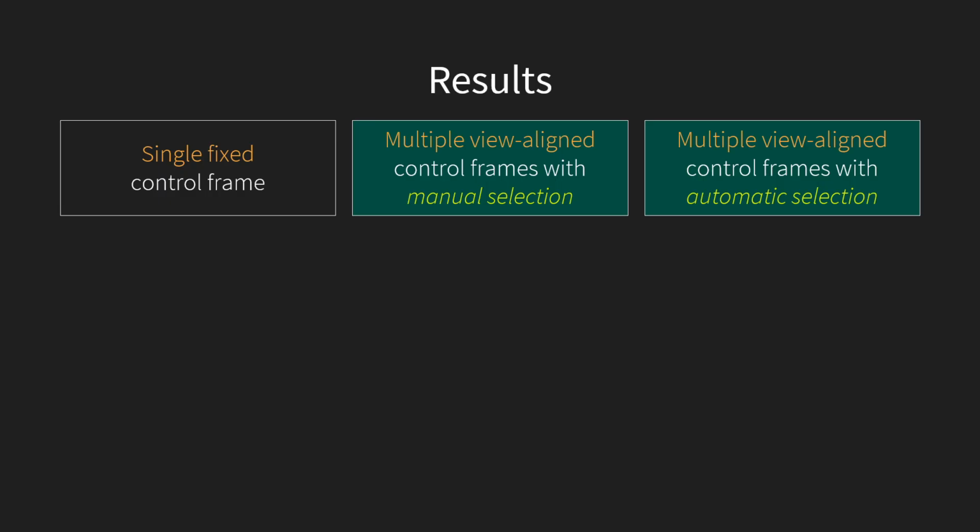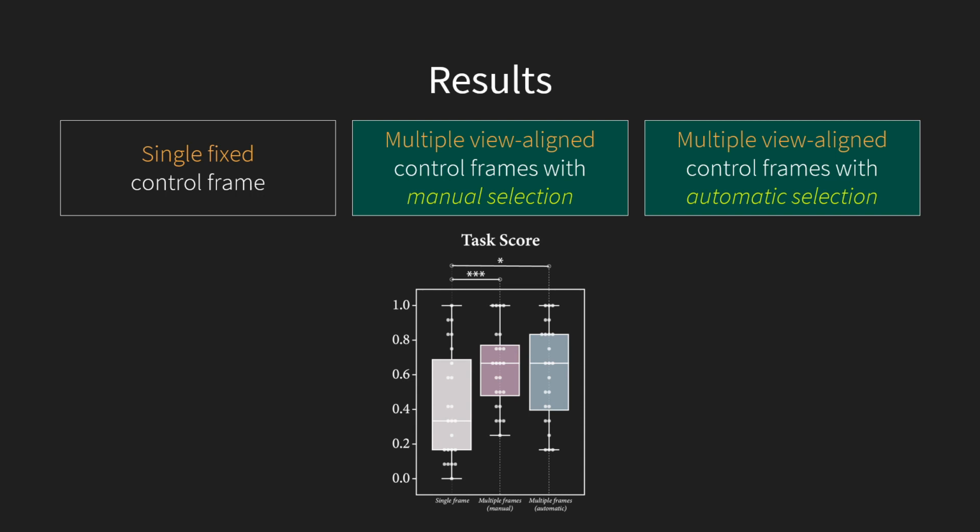Our results show support for the use of multiple view-aligned control frames compared to a single control frame. Task score is one of our measures, and we see significantly higher performance scores for the 2 multiple frames conditions. However, we did not find any statistical differences between the 2 mechanisms of control frame selection for any of our task performance or user perception measures.